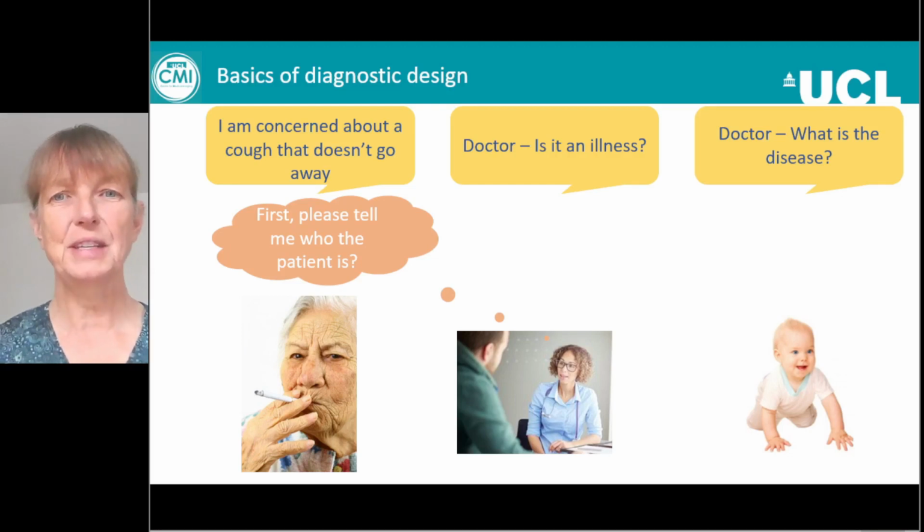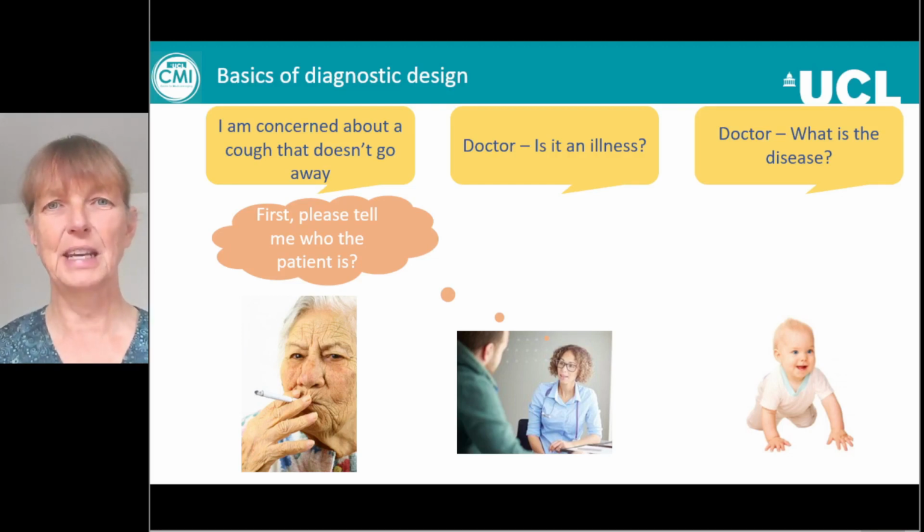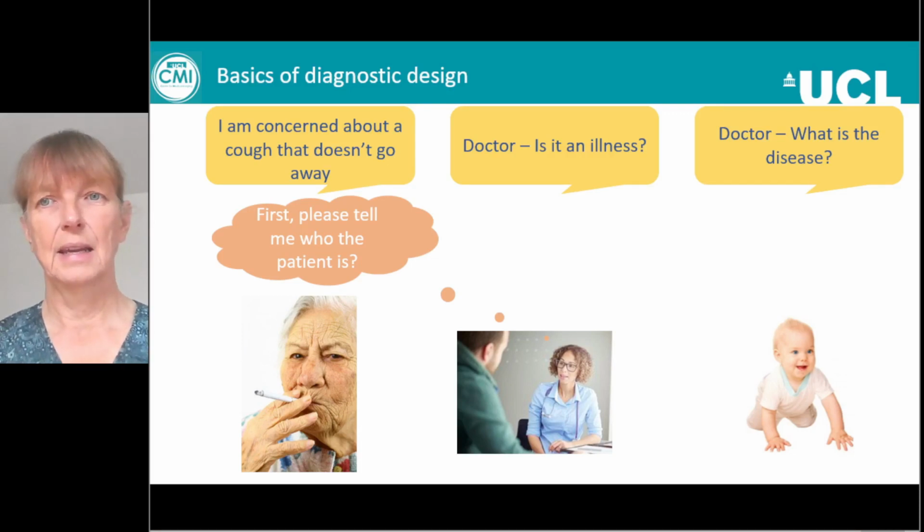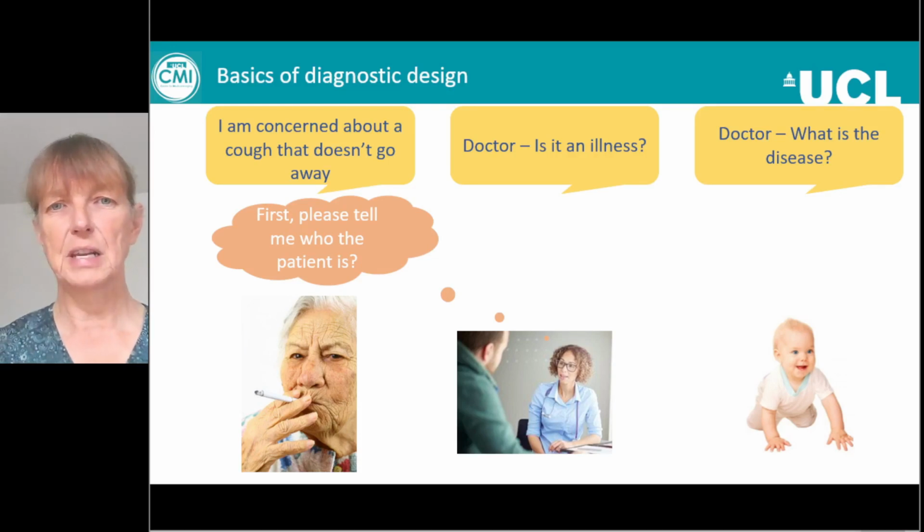So you remember this scenario we looked at the beginning, where the father's come to the doctor, and with him is his mother, and then the baby. And he said, "I'm concerned about a cough that doesn't go away. Doctor, is it an illness? What is the disease?" And the doctor's saying, "First, please tell me who the patient is." Okay? And so a persistent cough can mean something very different if it's in his mother, if it's in himself, and if it's in the baby.